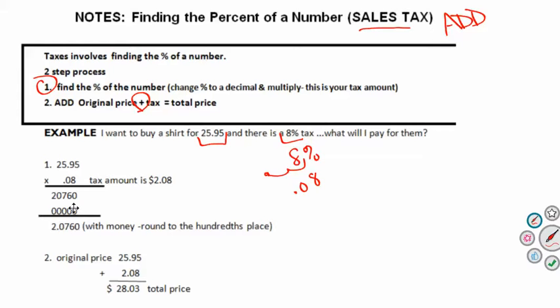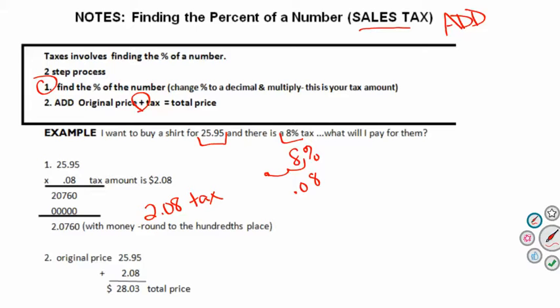Okay, and then you multiply. When you multiply, that ends up being your tax amount. Again, you're going to have to round it to the nearest penny. So $2.08 is your tax. Now think about it: a tax is something that's added. So then you just add it to your total. And that's your answer.